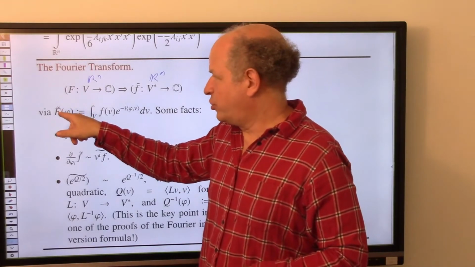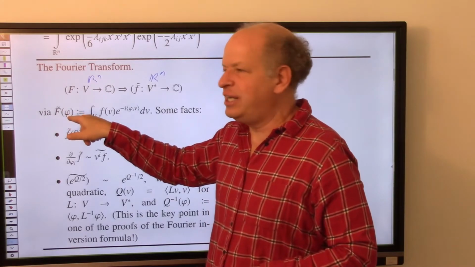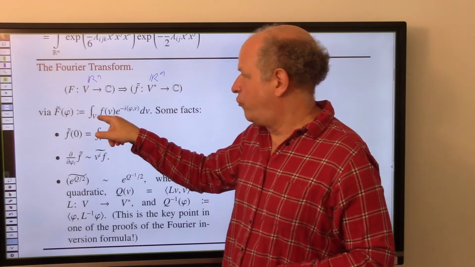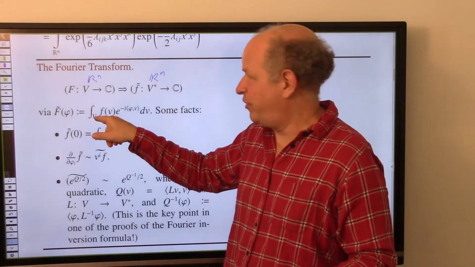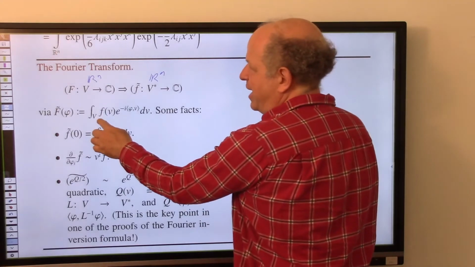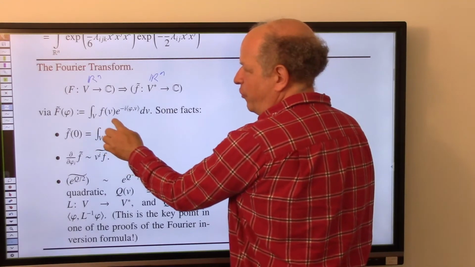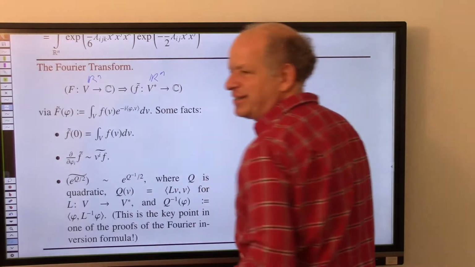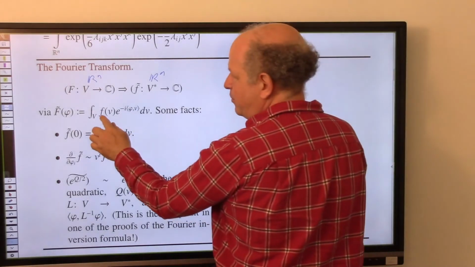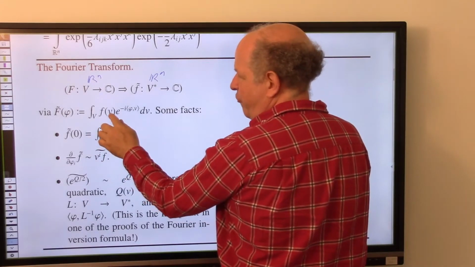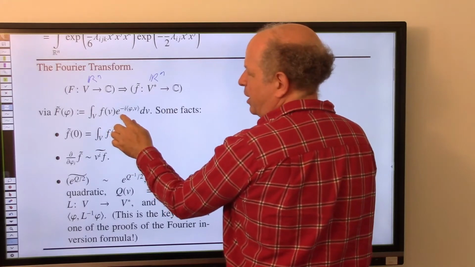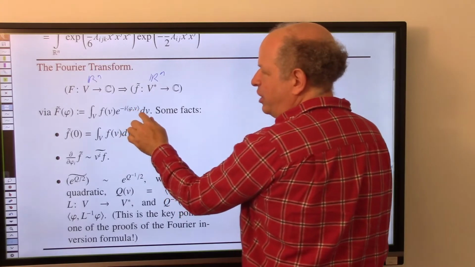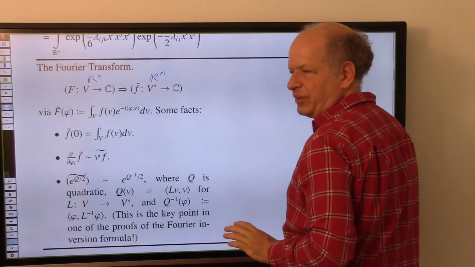So, the Fourier transform evaluated on a linear functional phi is equal to the integral over the original vector space of the function f(v). Oh, this should have been uppercase F. Maybe this should have been lowercase f, sorry. So, the function f(v) multiplied by e to the minus i, the pairing of phi and v, integration dv. Okay?